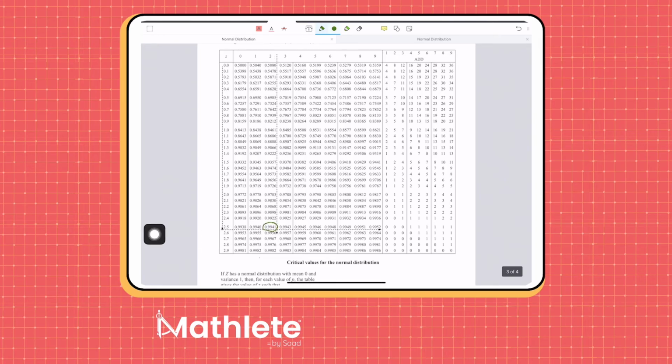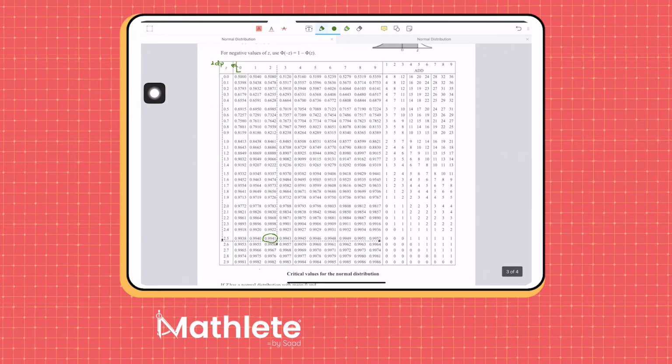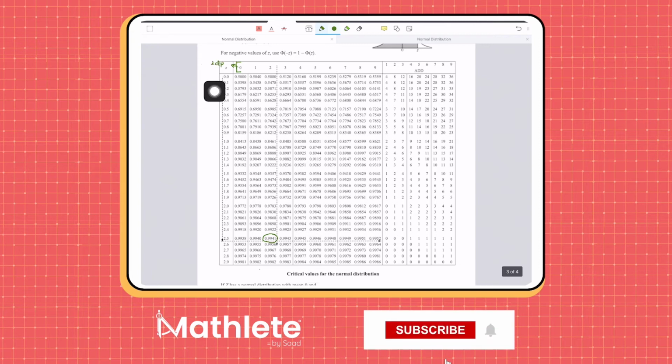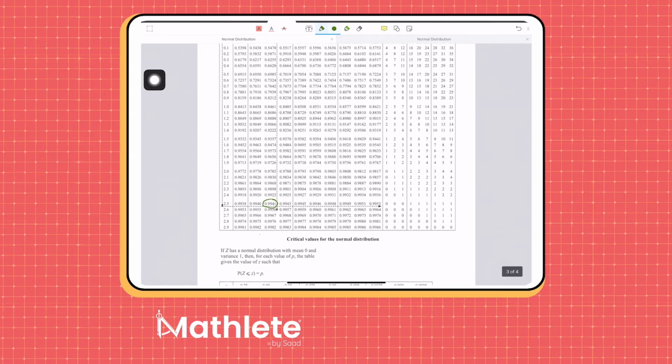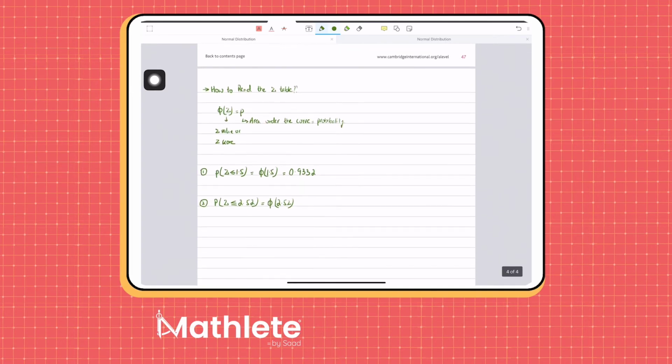Remember, this row is for your second decimal place. The first column is for values correct to one decimal place, but if you have a second decimal place, then you make use of this row. So 0.9941 is the phi value of 2.52. Okay, let's do another example.